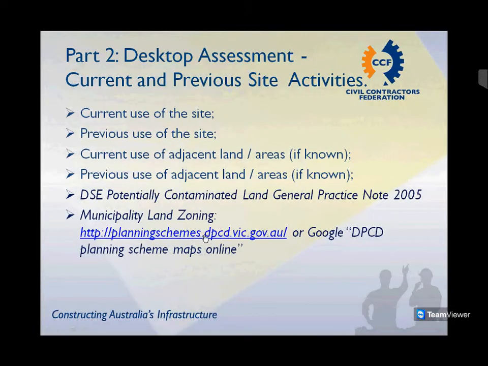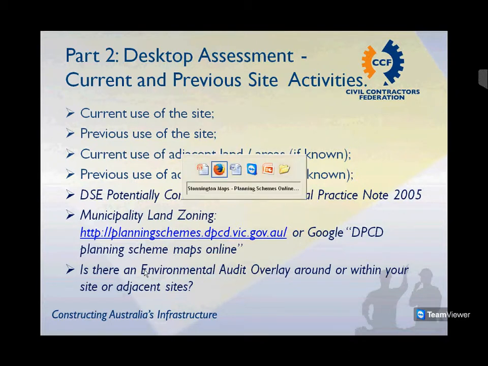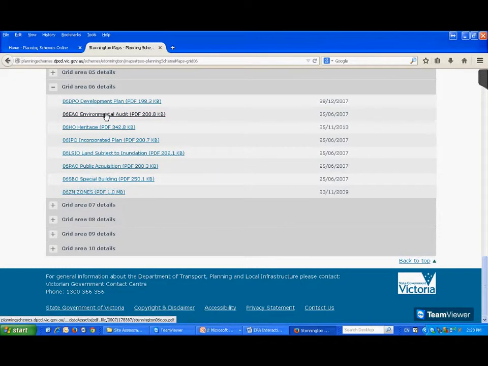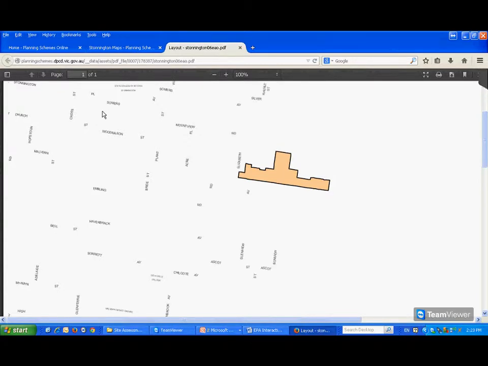I will just go back to this presentation and touch on the environmental audit overlay. This is the environmental audit overlay for that area of Stonington. If the planning scheme map reveals an environmental audit overlay around, within or adjacent to your site, then the site or part of the site may have had previously contaminating activities occur on it. In this instance, the municipality planning scheme will contain the provisions that stipulate which land uses the site is not suitable for.